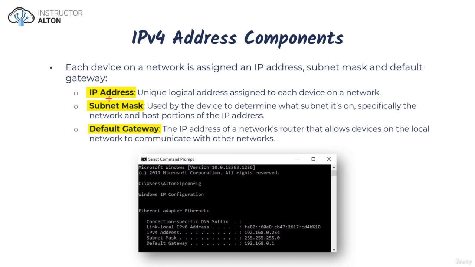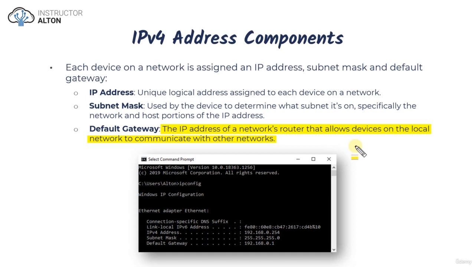The default gateway is the router's IP address that allows a device to communicate outside of its local subnet. And again, in other words, a subnet is a network. So if we determine that the devices on our network need to communicate out to another network or on the internet, we need to provide it a default gateway.